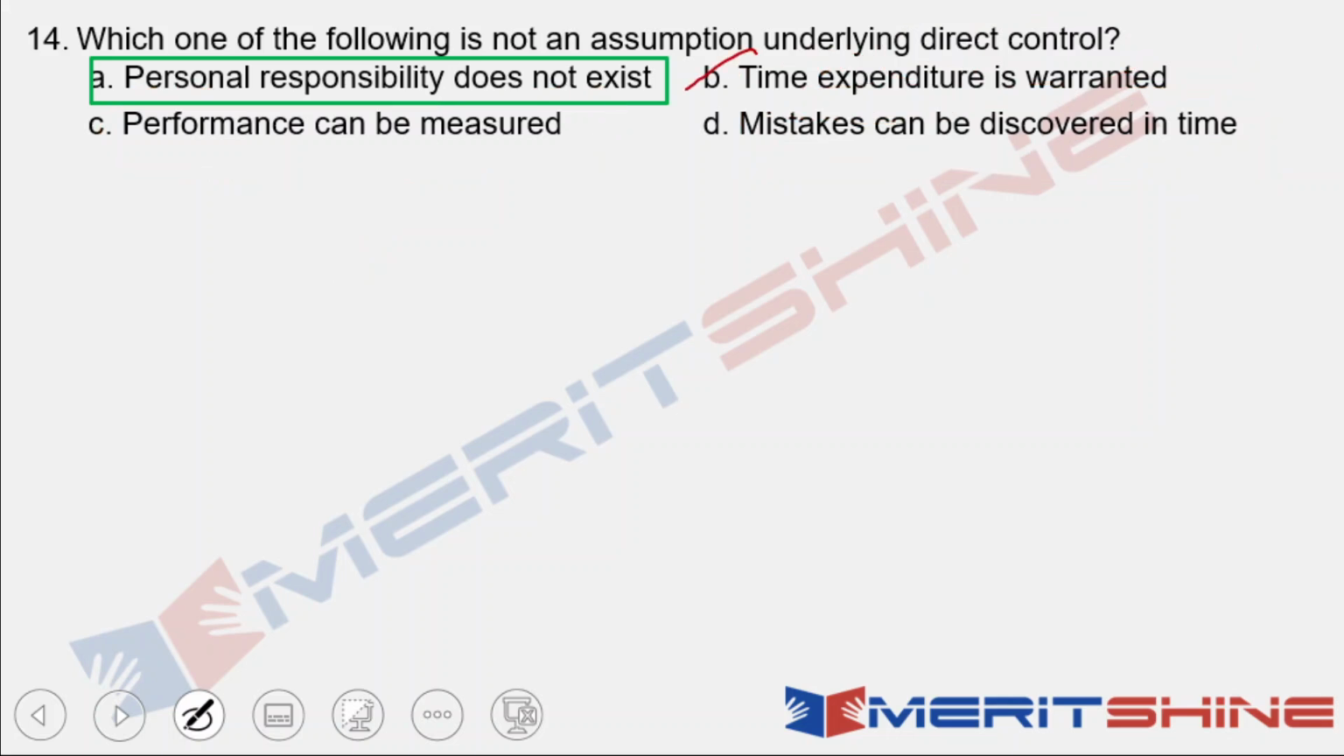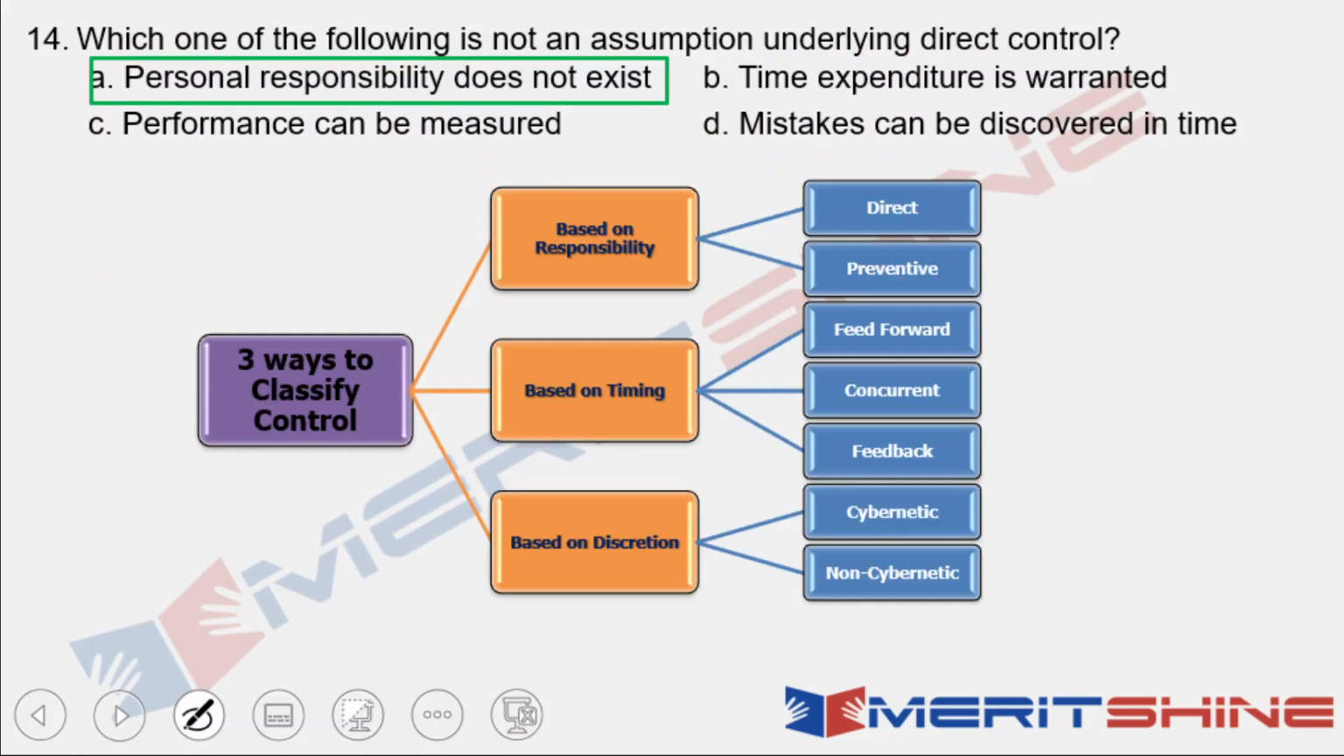Okay, so these are the assumptions, but personal responsibility does not exist. If personal responsibility does not exist, why would they do direct control? So personal responsibility exists, and that is an assumption of direct control. That has to be an assumption of direct control, and therefore A is the answer.